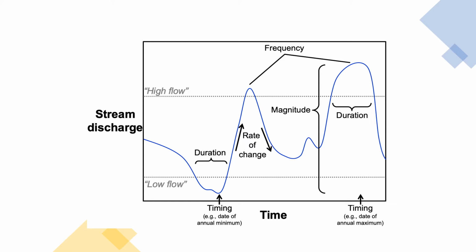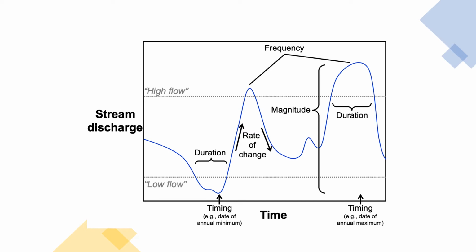So magnitude, which is over on the right, measures the amount or availability of water at a specific location. Frequency in the top is how often drought or flood events occur. Duration, which is in the bottom left, is the amount of time over which specific conditions exist. So we get to see the duration of that low flow event down there.